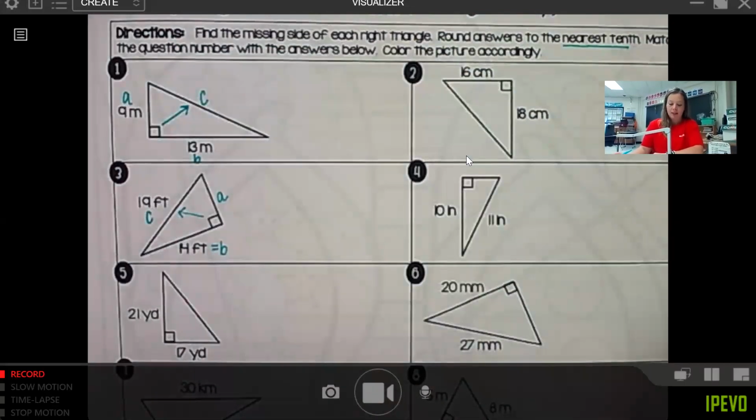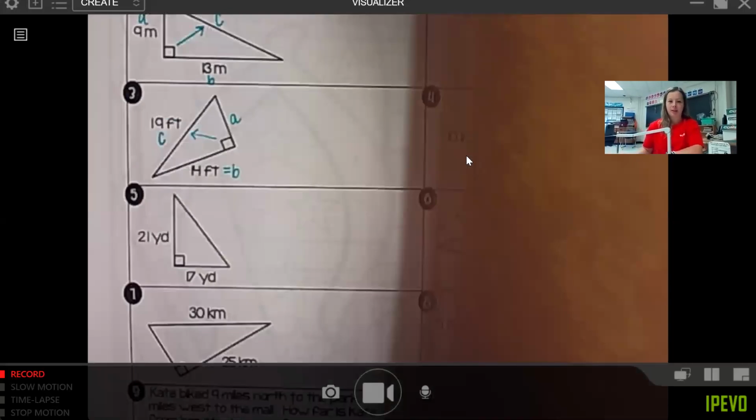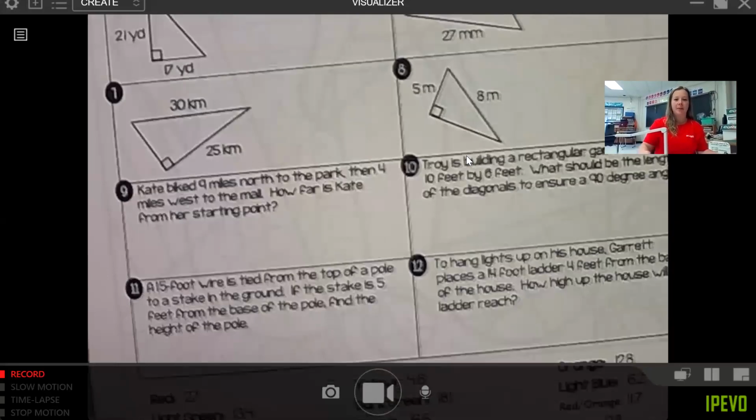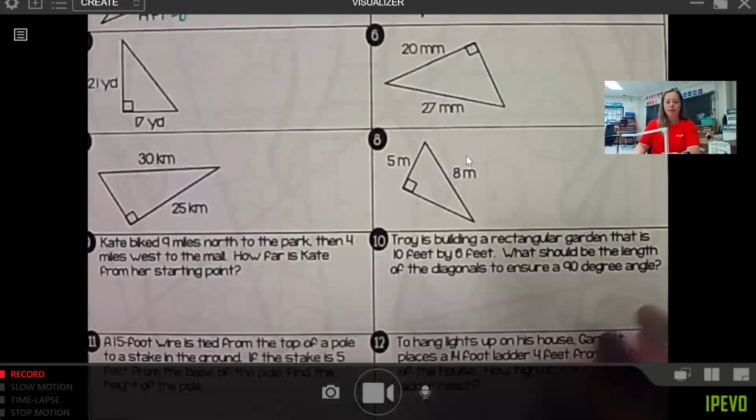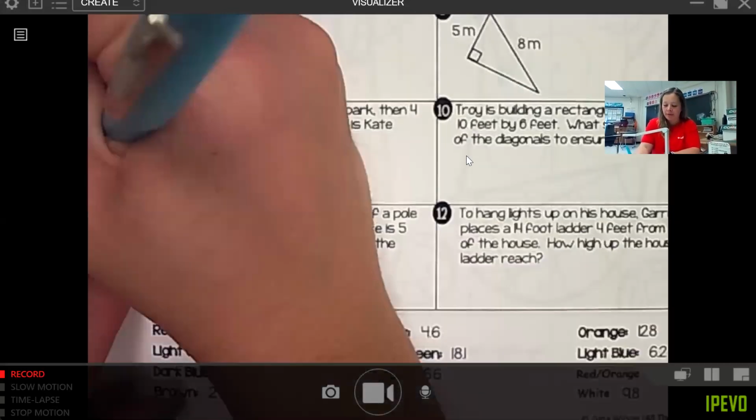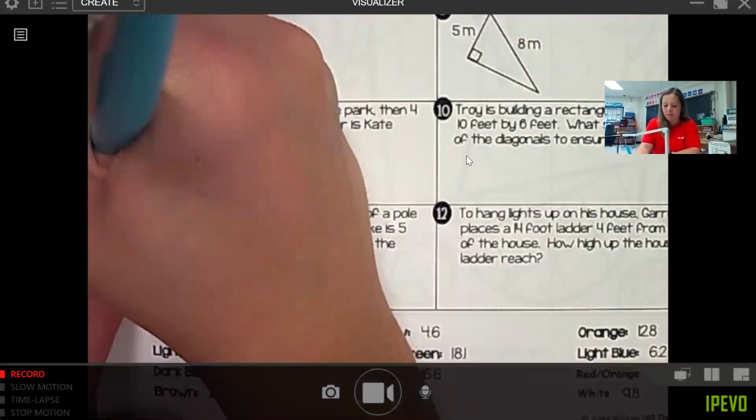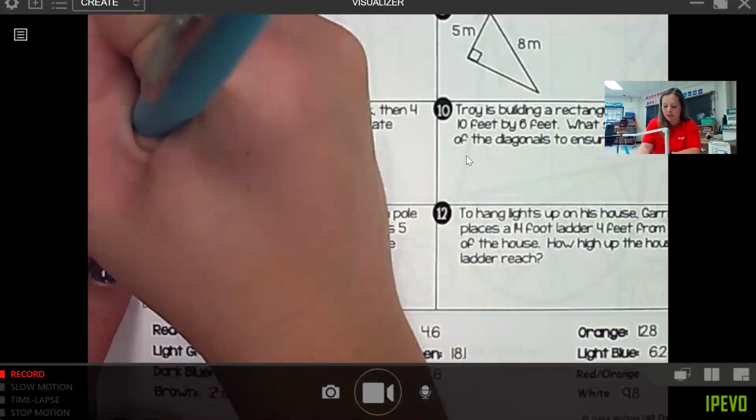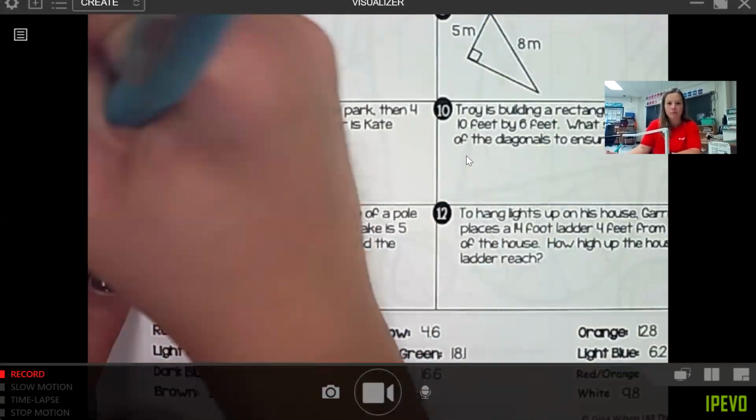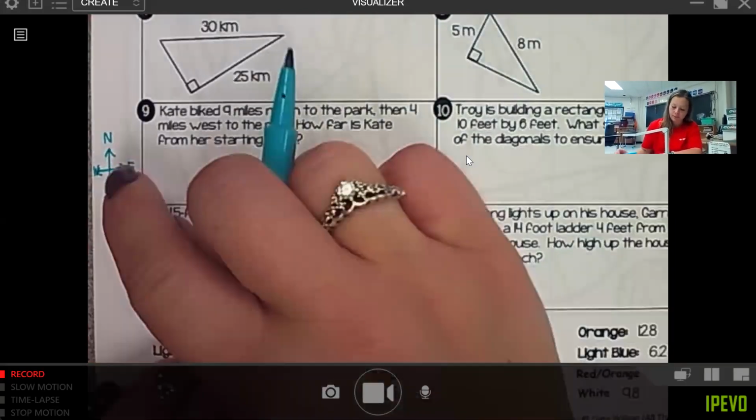Number 9, I'm going to go ahead and draw with you, okay? Because it talks about direction: north, south, east, and west. So we need to think about it on a compass. Okay. So if we have our compass, we have north, east, south, and west.